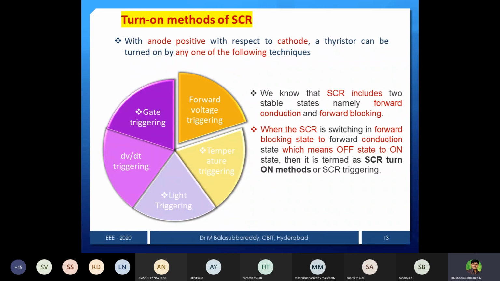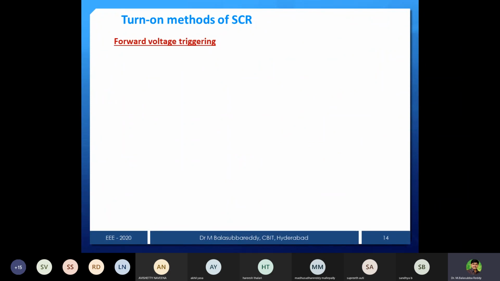We have 5 methods, but actually not all the methods are suitable to fire the device in general. It will fire, but the thing is, we don't use some of them. Some of the methods are unwanted methods. We'll see them one by one. Now the first one is forward voltage triggering.